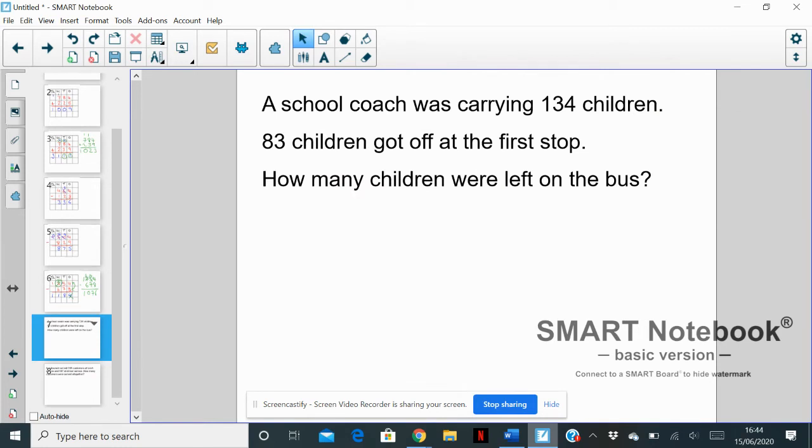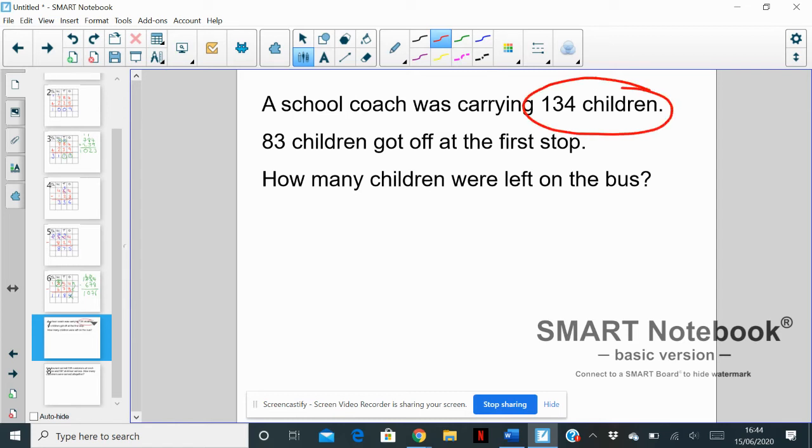So we're going to have a look at a word problem together first of all. A school coach was carrying 134 children. 83 children got off at the first stop. How many children were left on the bus? So the first thing I'm going to do is pick out some of the key information I'm given. I know that we start off with 134 and then 83 children get off the bus. And I'm looking for how many children were left on the bus.